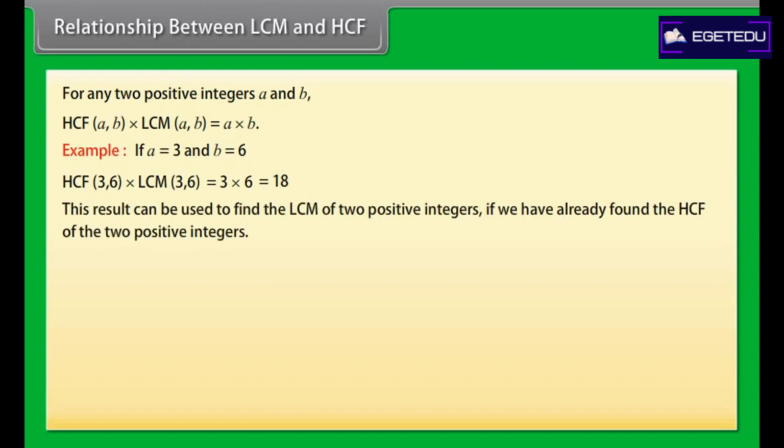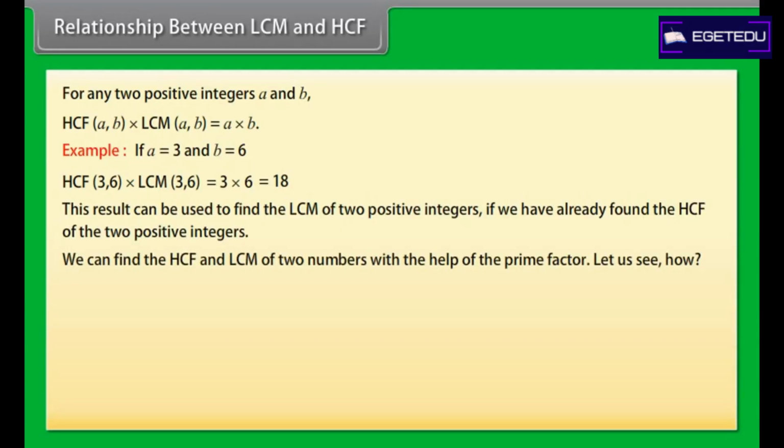This result can be used to find the LCM of two positive integers if we have already found the HCF of the two positive integers. We can find the HCF and LCM of two numbers with the help of prime factors. Let us see how. Find the LCM and HCF of 510 and 276.